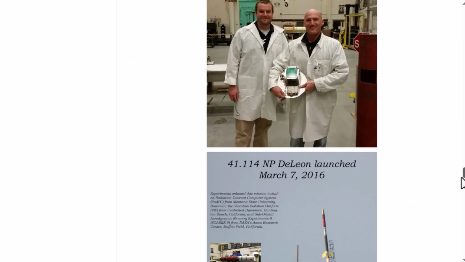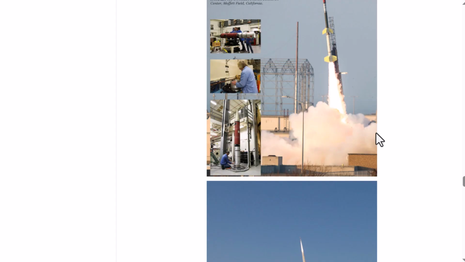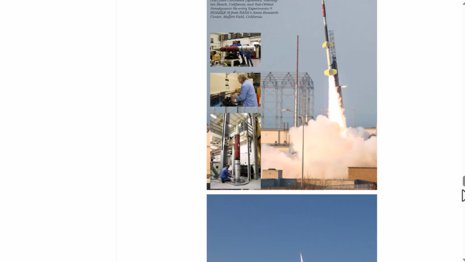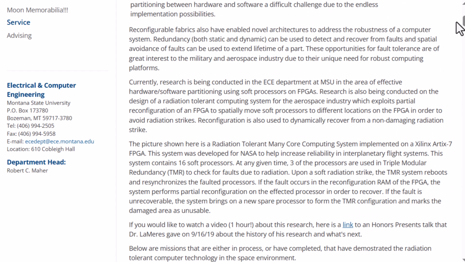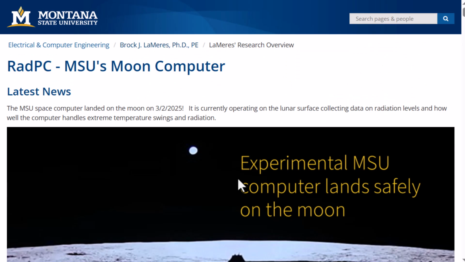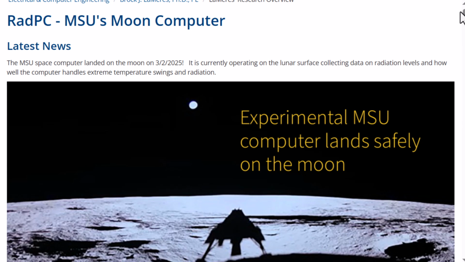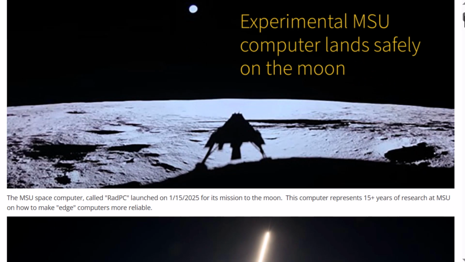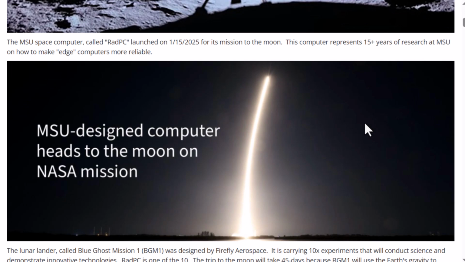We did rockets, and I'm trying not to make you sick here, but rockets that just go up and down. And then 5 years ago, we got the big shot, which was we got selected to go to the surface of the moon. And so this year, actually in March of 25, MSU, under my research group's work, landed a computer on the moon, and it operated en route to and on the surface of the moon for the entire mission. So this launched in January.